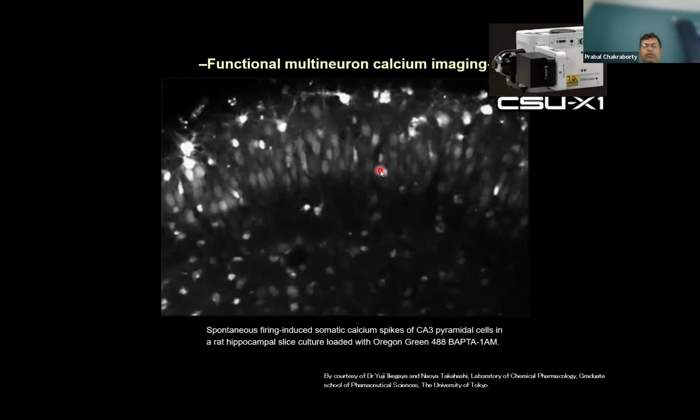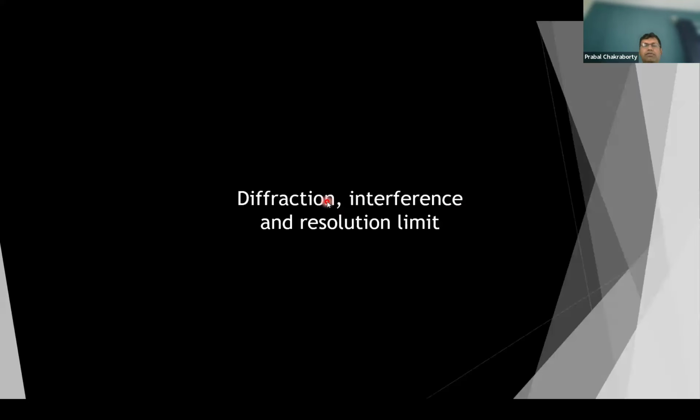Now this is one example where you can see they want to see calcium spikes. If you see calcium imaging inside a cell, it gives you sudden spikes, and that is very fast, and it is very difficult to capture this with a normal point scanning confocal, which is slow scanning. But it is possible with the spinning disk confocal because it captures very fast. So this is just one example of how the spinning disk confocal can help you capture fast dynamics.